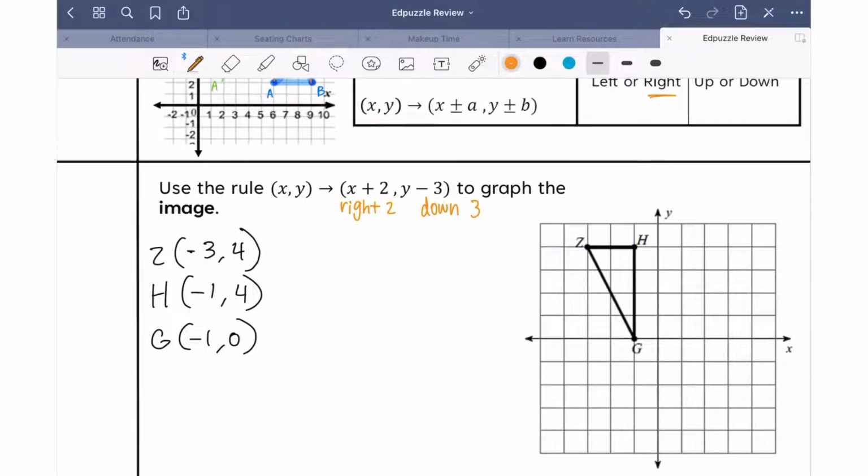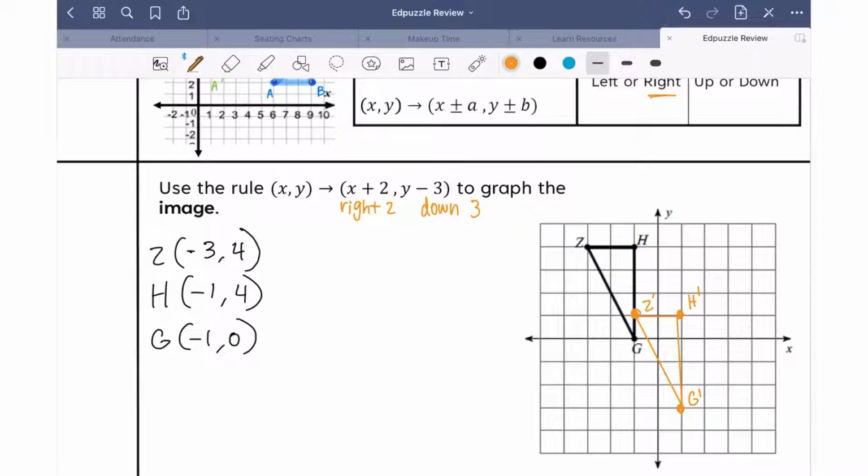Let's start with Z. So right 2, so 1, 2, down 3, that would put me right here. H, right 2, down 3, right next to the Z. There's H prime. And then G, right 2, down 3, puts it in this new position, G prime. So there's the new triangle. We moved it. I'm not going to try to make it straight because it didn't work last time.